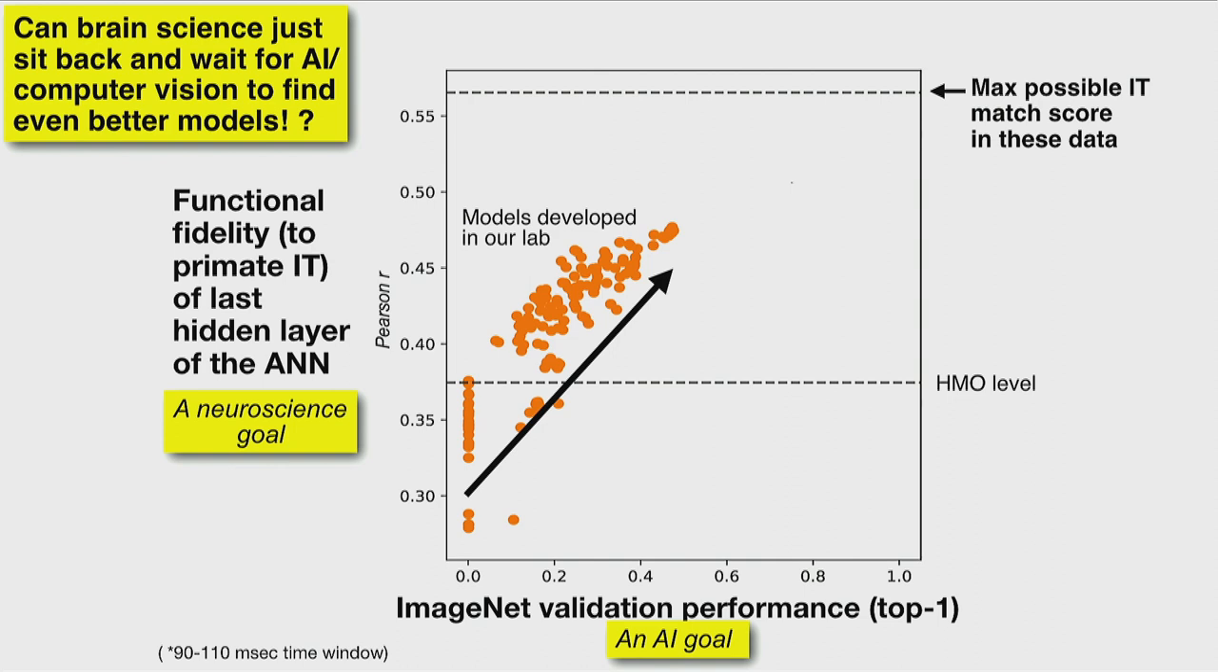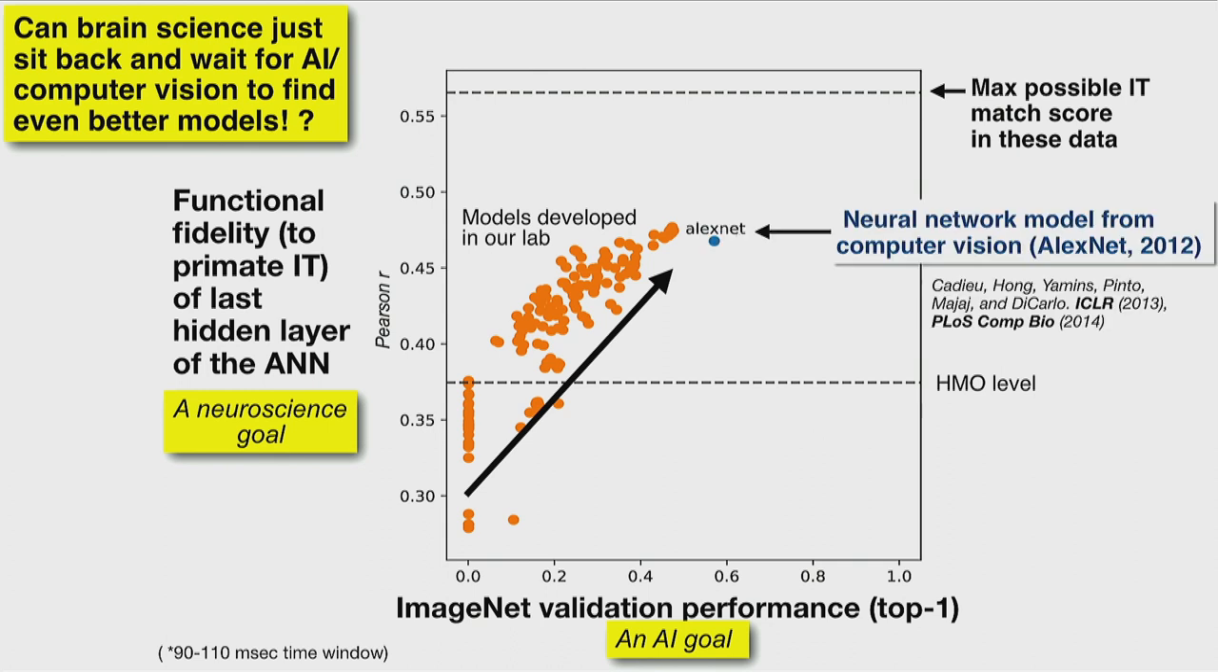So remember, here's the AI goal, and now I'm changing this to ImageNet validation performance because that's the computer vision benchmark. But this is essentially the same thing I had on that correlation plot before. Here's this neuroscience goal. This is in this case fitting IT. Here's some models that we later developed in our lab as a simplified class. It's not HMO anymore. Here's the HMO level. Ignore the numbers here because these are not normalized data. I just want you to look at the absolute level.